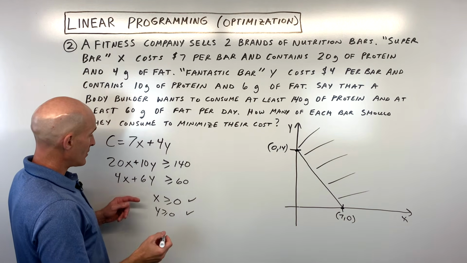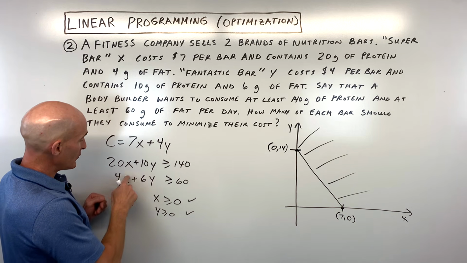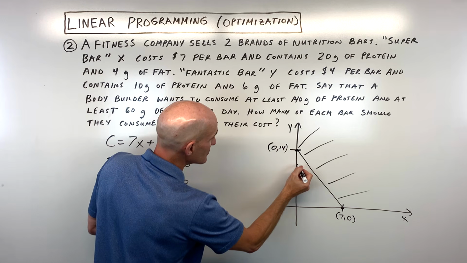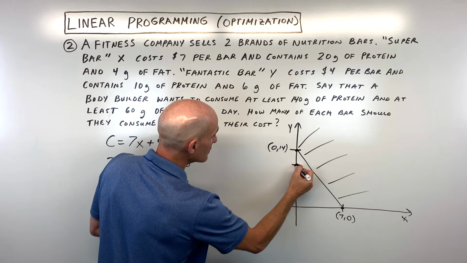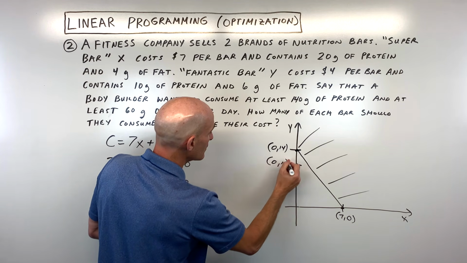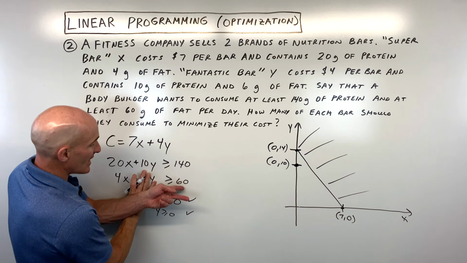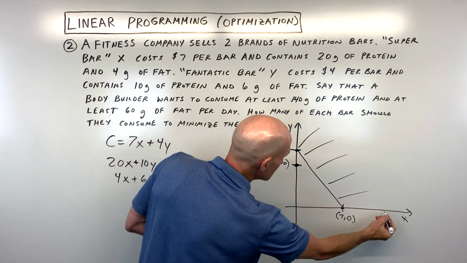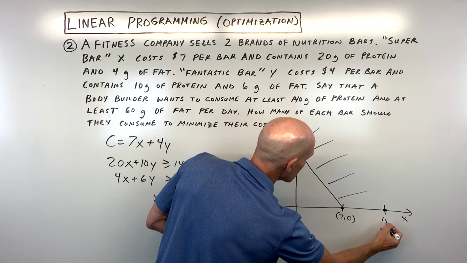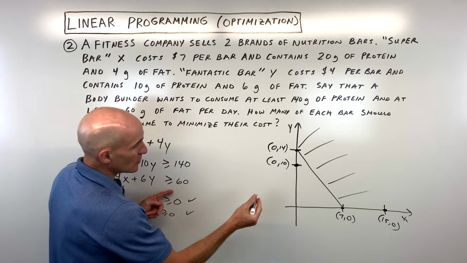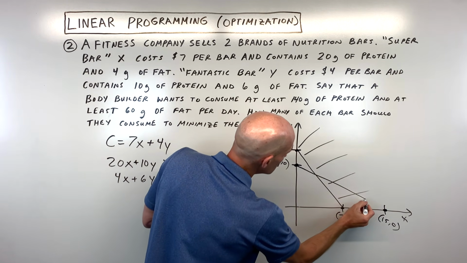Okay, and then the other inequality, let's do the same thing. If we set x to 0, divide by 6, you can see y is 10, which is going to be somewhere over here. And if y is 0, 6 times 0 is 0, divide both sides by 4, you can see x is 15, somewhere way over here. And again, we have greater than or equal to. So equal to, it's a solid line.